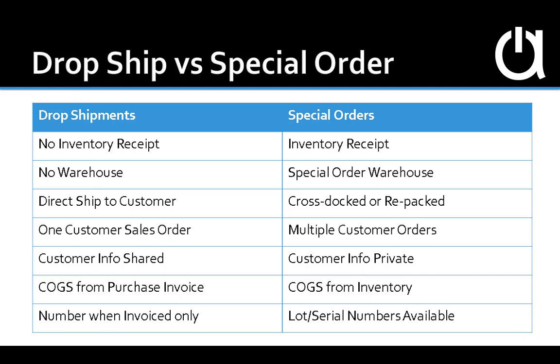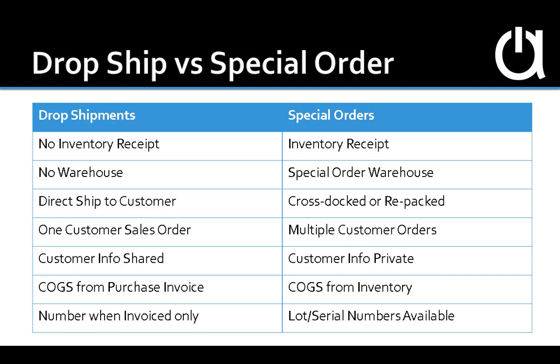A lot of times special orders are cross-docked or repacked. So what that means is you receive that stock, you take it out of the package from your vendor, and then you repackage it as if it came from you. You can have multiple customer orders on a special order PO. That's due to the fact that it's being shipped to your warehouse. Your customer info is kept private, again, because it's being shipped to your warehouse. And the cost of goods sold amount used on the sales invoice is based on the specific cost method you have for that item.